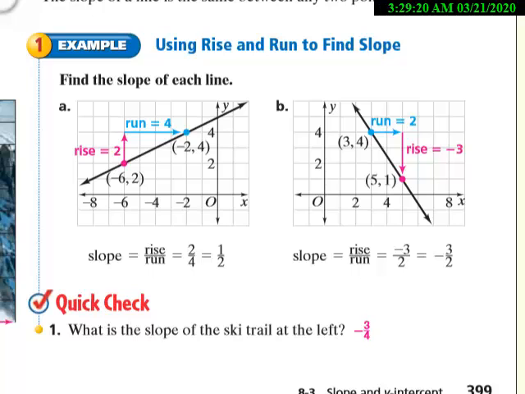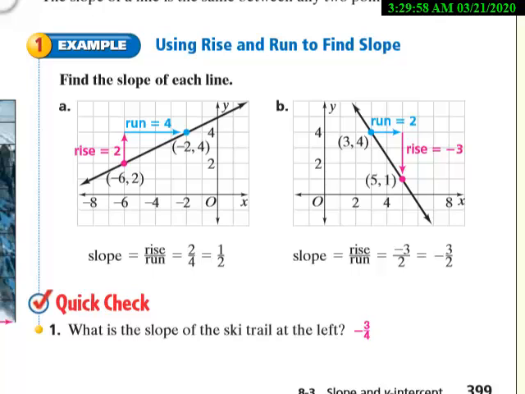So in example number 1, question A, find the slope of the line. The highlighted points here are (-2, 4), the blue one, and (-6, 2), the purple one. The rise is how many units up, and the run is how many units right or left. So I'm going to start from the point (-6, 2). I'm going to go up how many units? It's 2 units, and then I'm going to move to the right. How many units? It's 4 units according to the given sketch. Once you get the ratio between the rise over the run, which is 2 over 4, in simplest form it will be 1 over 2. This will be the slope of the given line.